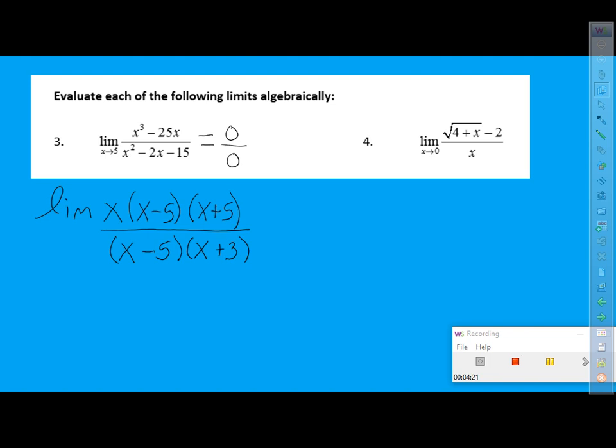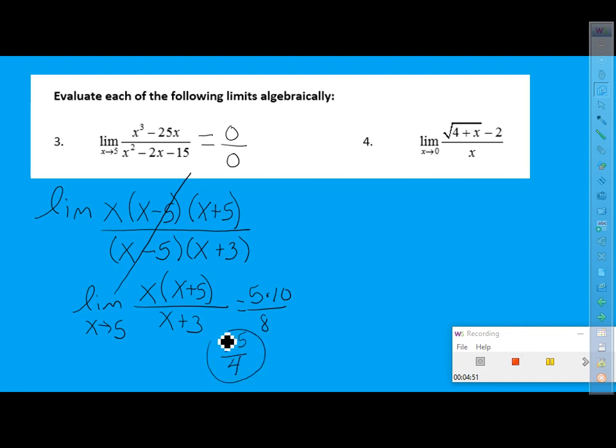Now check this out. I'm going to remove this. I just removed the 0 over 0 part, leaving me x times x plus 5 over x plus 3. And I'm going to find that limit as I approach 5. Now plug in your 5, so I'm going to get 5 times 10 over 5 plus 3. So I'm going to get 50 over 8, so I'm going to get 25/4 for this limit.